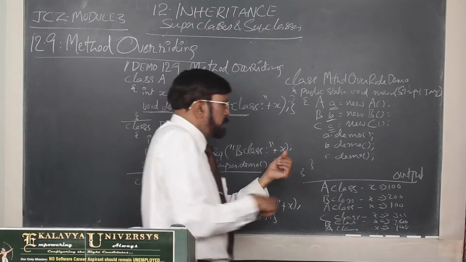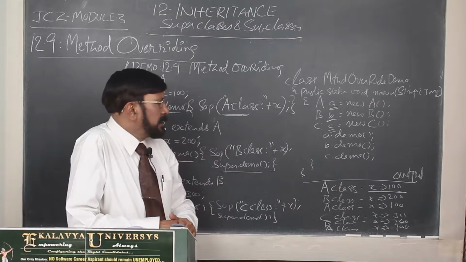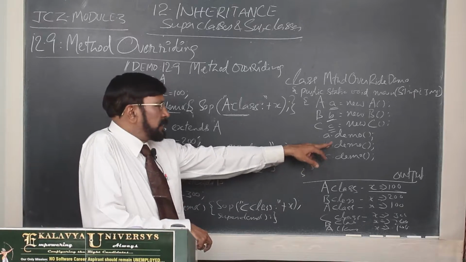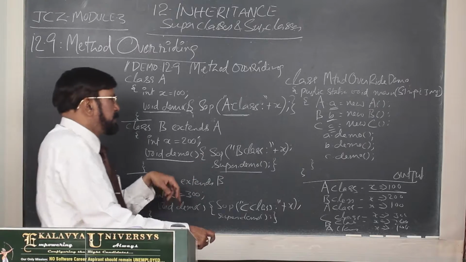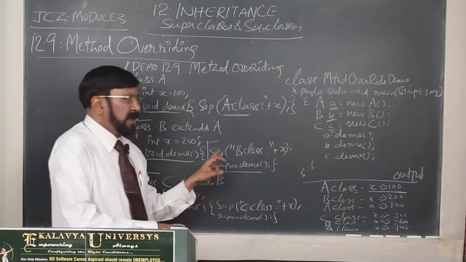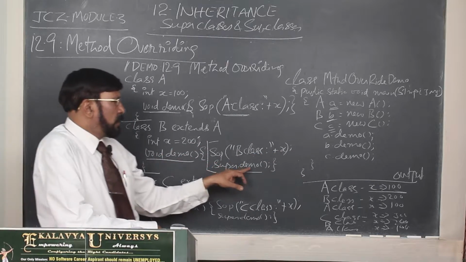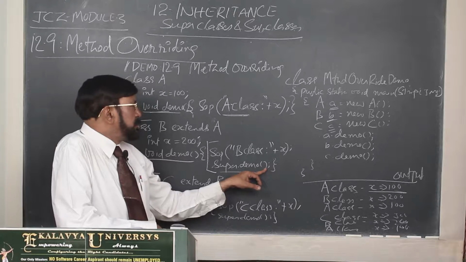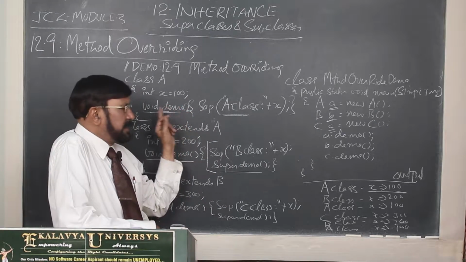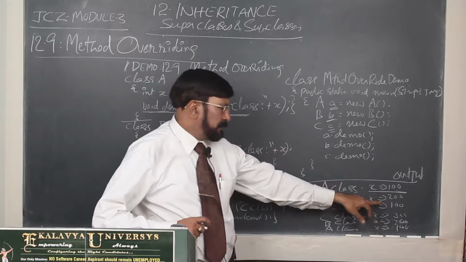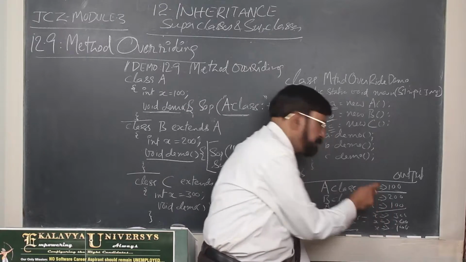As a result of that, what is printed? x is 100 is printed. Next, b.demo I called. Which is executed? This is executed. As a result of that, x means 200 is printed. super.demo means which one you are calling? You are calling this one, so it prints 100. So B class 200, A class 100 are printed.